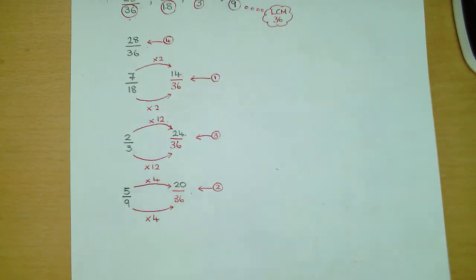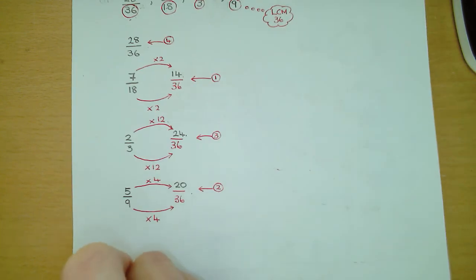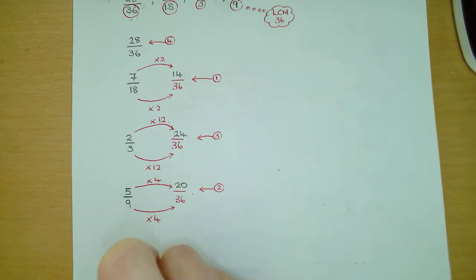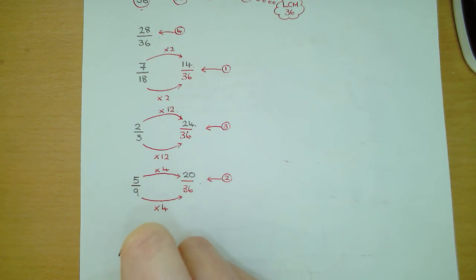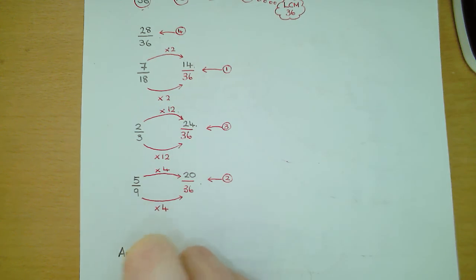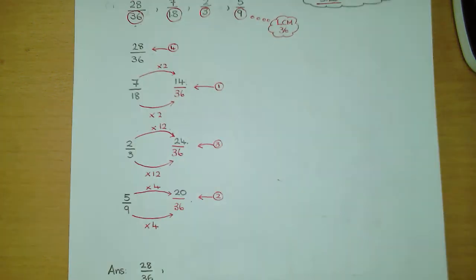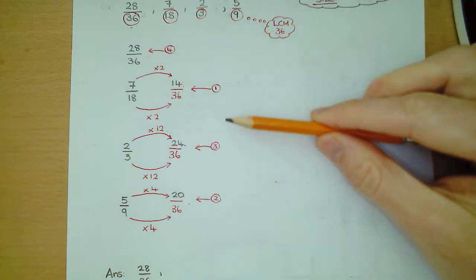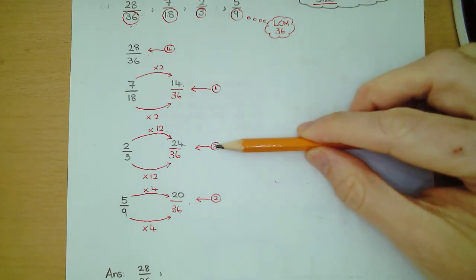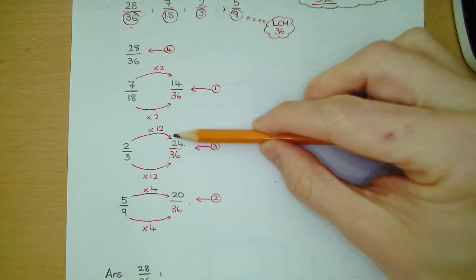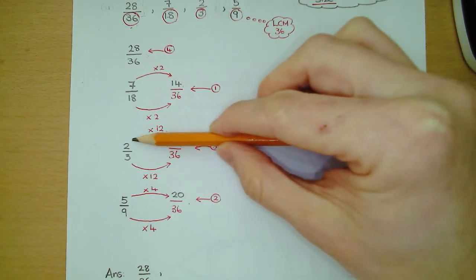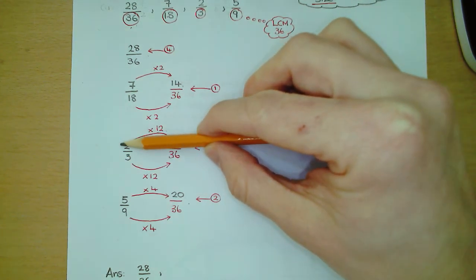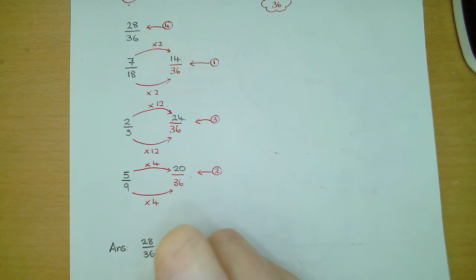So our final answer, we've got 28 over 36. Then go to the next number down from 4. So the next one down is 3. But again, we don't write the equivalent fraction down in our answer, we write the original one down. So the next one down is 2/3.